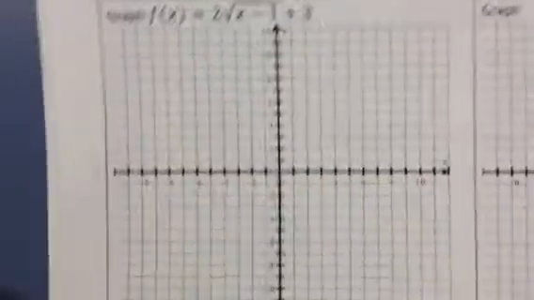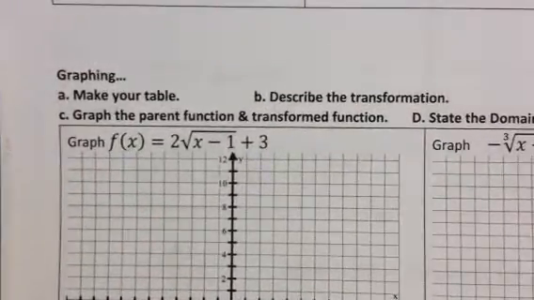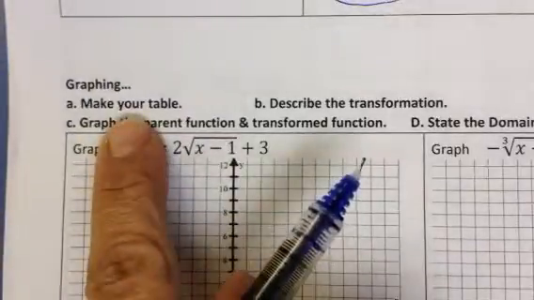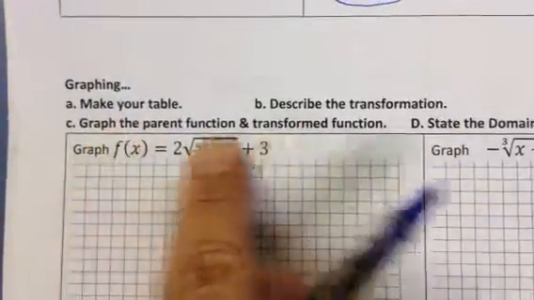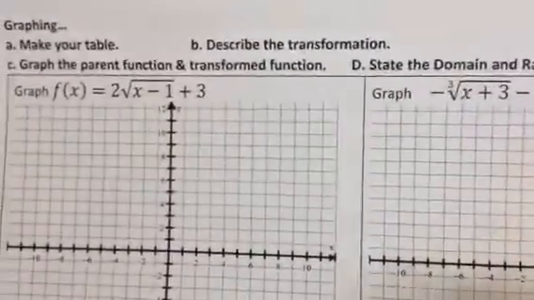All right, graphing. You will definitely not have your graphing calculator for this portion of the test. So you'll have to make your table, describe the transformation. You're going to graph both the transformed and the parent, and then the domain of just the transformed. So square roots. On the content check, some people were switching these around.